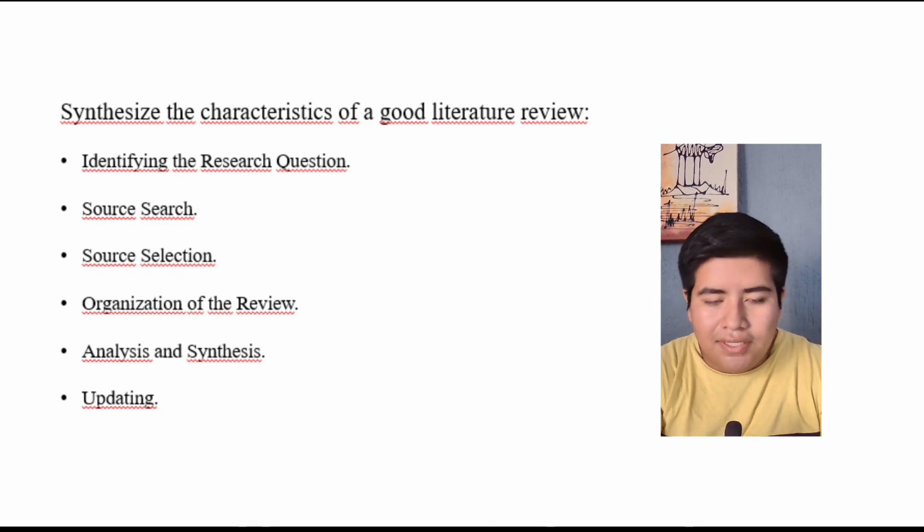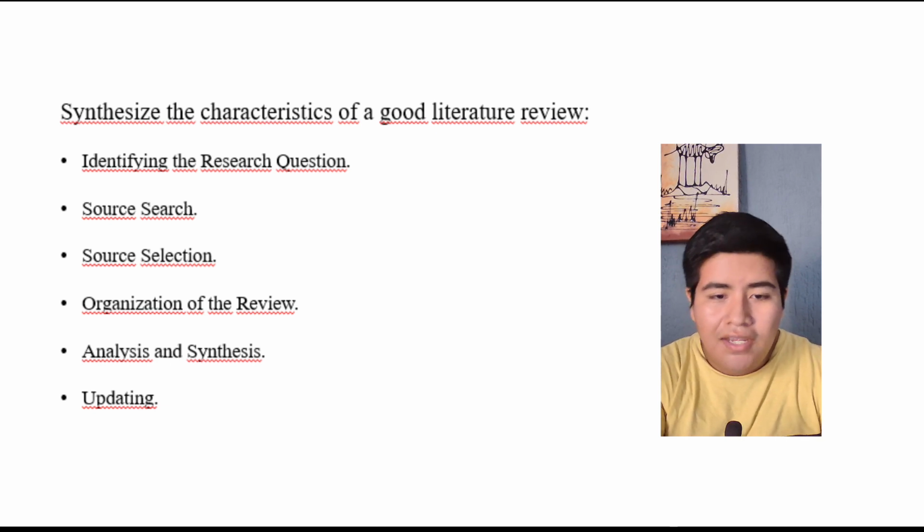Also, I write the source selection, and we need to critically evaluate the sources that we find, and we need to know their relevance and quality, and we need to consider the methodology used in the studies, the credibility of the authors, and the relevance of the results.